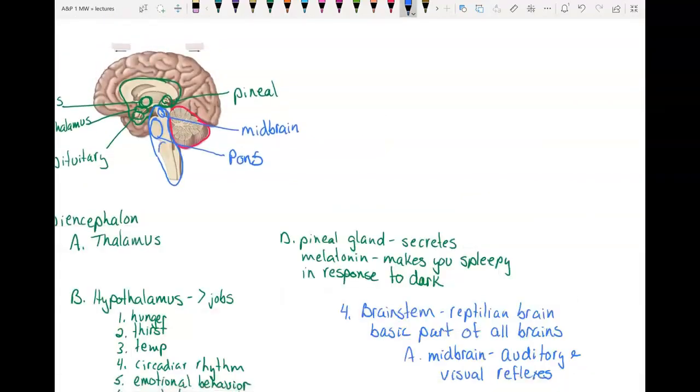The third part is right here, and this is the medulla oblongata.